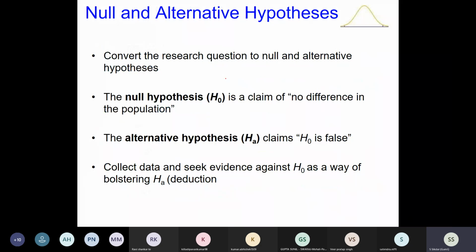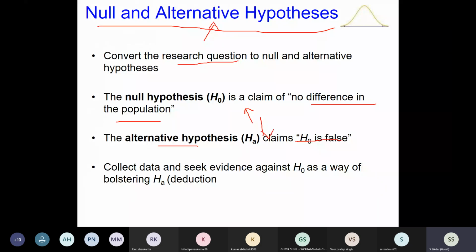So if anybody asks you to work out the null and alternative hypothesis, that means your research question or the example, you have to convert it into a null and alternative hypothesis. The null hypothesis is a claim of no difference in the population, and if H0 is false, then this alternative hypothesis is going to be valid.